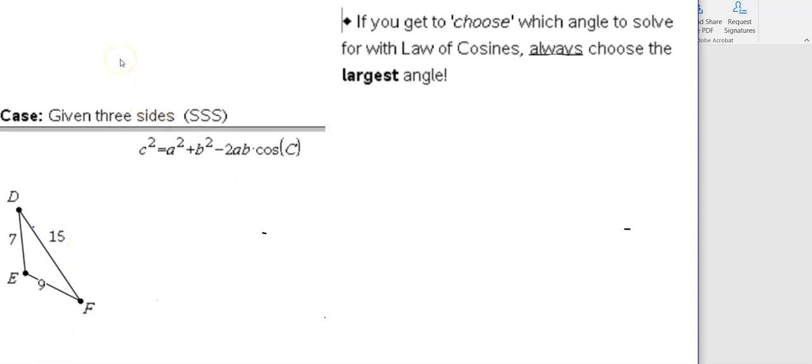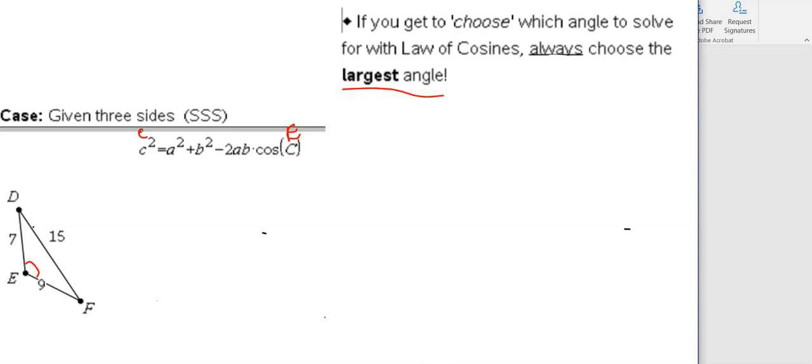So again, we're in a situation where we don't know which angle is C. In this case, we have to decide which angle, and I would always choose the largest angle. If you're given a choice, like you could choose to solve for any angle here, I would definitely choose the largest, which is opposite the largest side. So 15 is the largest side, so we're going to try to find angle E. So in this case, E is going to be my C here. Lowercase e is my side opposite the angle we're looking for. And then A and B are the other two sides. It doesn't matter the order of those in the formula here.